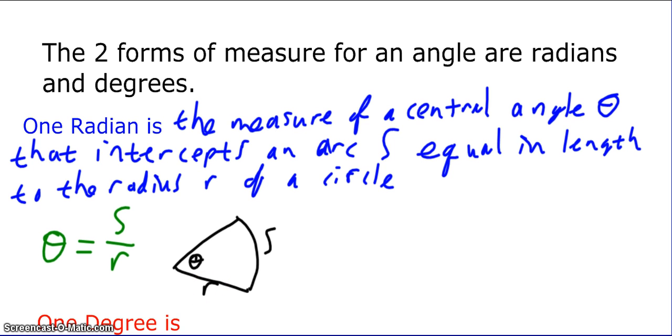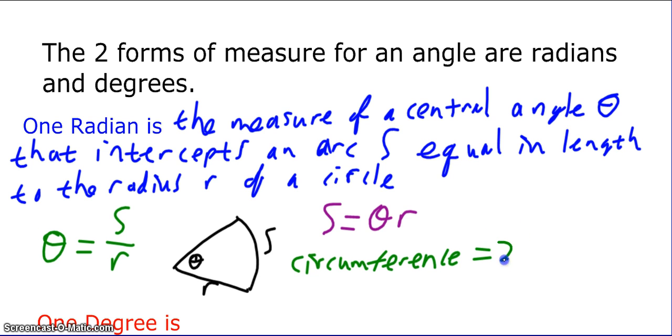So now if we manipulate this equation a little bit, let's solve it for S, I know then that arc length equals theta times the radius. Okay, well what if the arc length is all the way around the circle? Well, then we would call it circumference. And if this is circumference, then I know it equals 2 pi r. And so this proves to me that 1 revolution is 2 pi in radians.